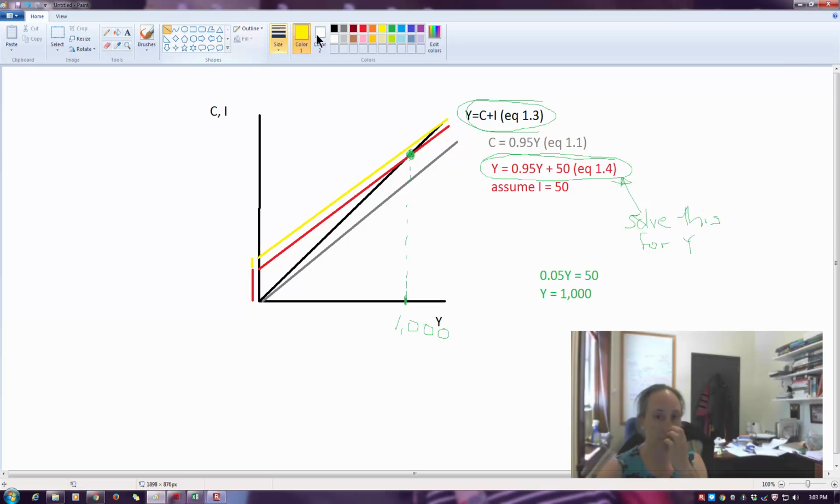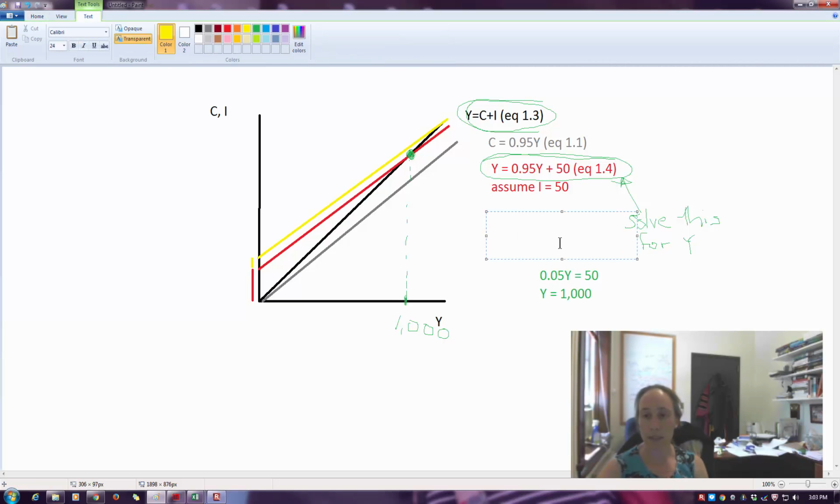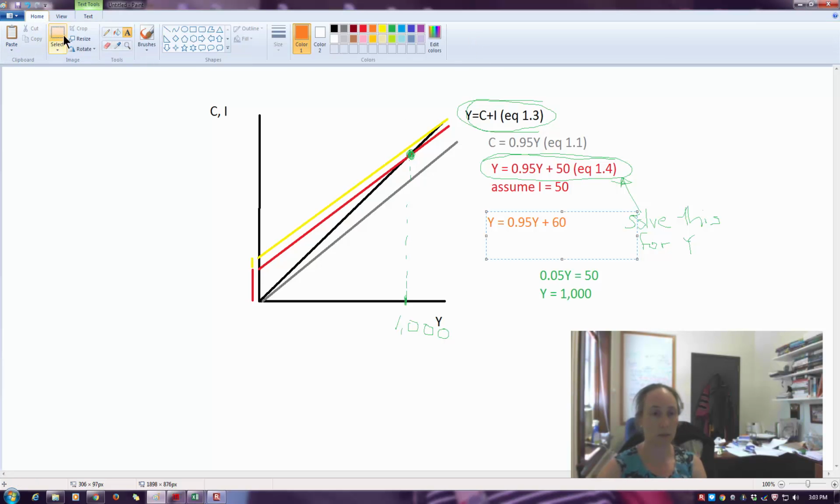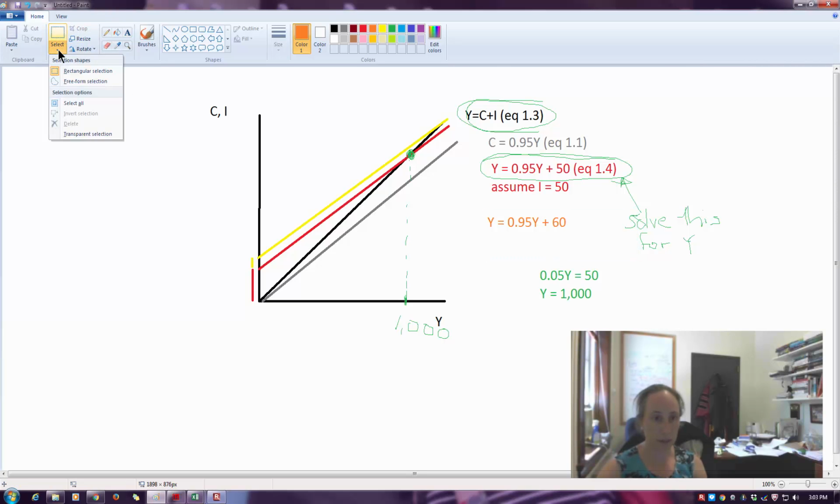So what's changed about our equations over here is, instead of the red equation, the yellow is really hard to see, I apologize, I'll switch it to an orange. That corresponds with the yellow line. The slope's the same, and now the intercept is 60. I'll be a little anal retentive here and see if I can select this thing.